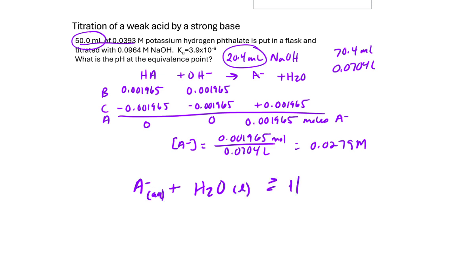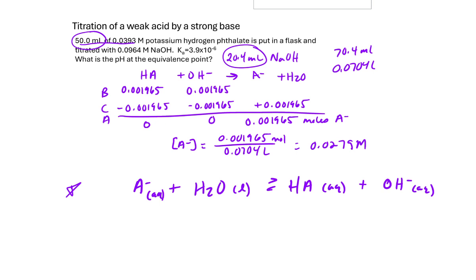It has an equilibrium with HA and OH minus. We also know from our titration curve that the pH at the equivalence point of the weak acid titration with a strong base should be basic. And again, that's because of this equilibrium. So using an ICE table, we can now determine the pH because we can calculate the hydroxide ion concentration, and from that we can calculate the pH.